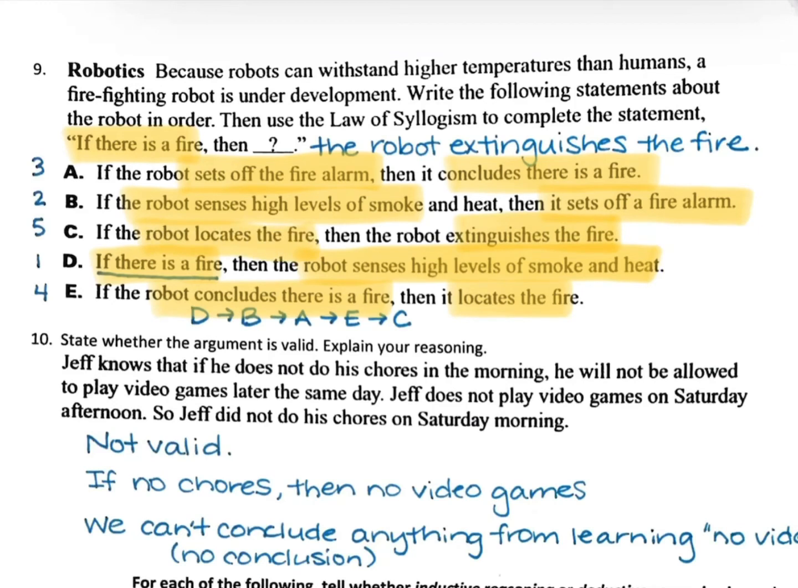And so you could have put those in order by giving me the numbers, just numbering those in order. Or you could have, like you see right here, put the letters in order. But the final conclusion came from that middle statement, if locates the fire, then extinguishes the fire. That's our final conclusion using syllogism.